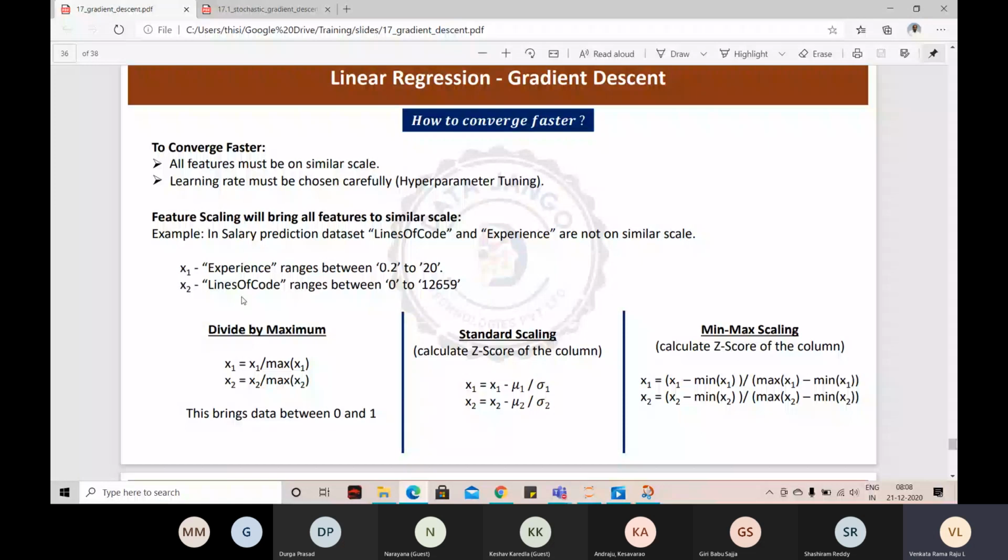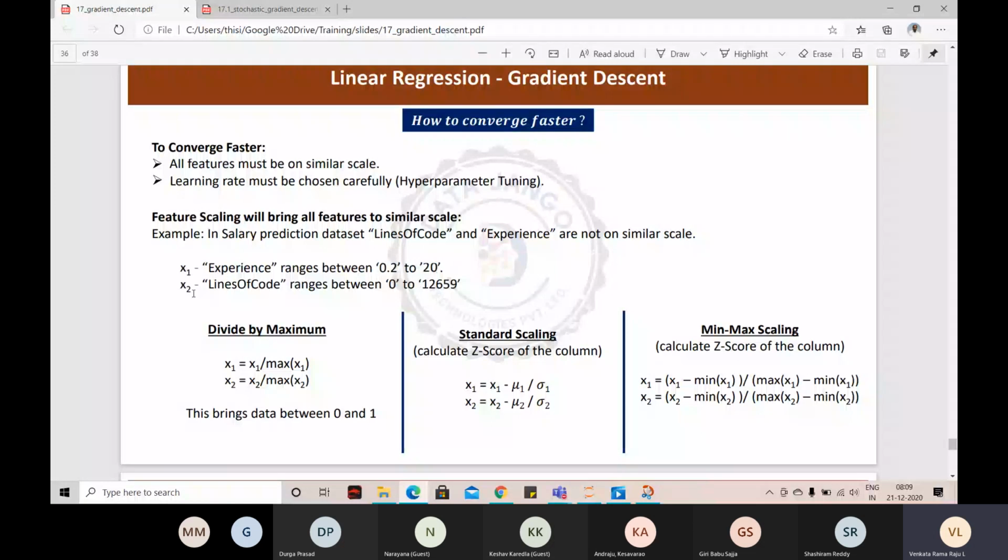And then when you try to do it, it's going to be clearly visible. I actually told you before also, I think. So if you have to bring these two into a similar scale, there are three approaches. One, divide by max. Take the maximum number and divide all the values in this column. The values will come between 0 and 1. 20 by 20 is going to be 1. 0.2 by 20 is going to be almost close to 0. All values will come between 0 and 1.